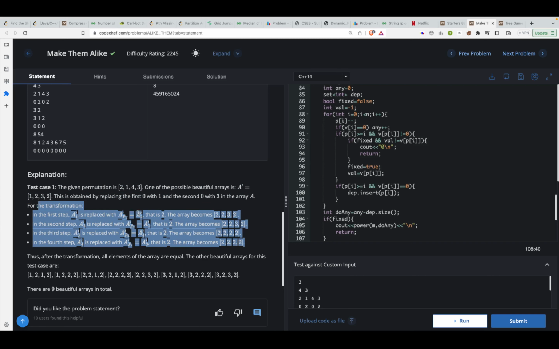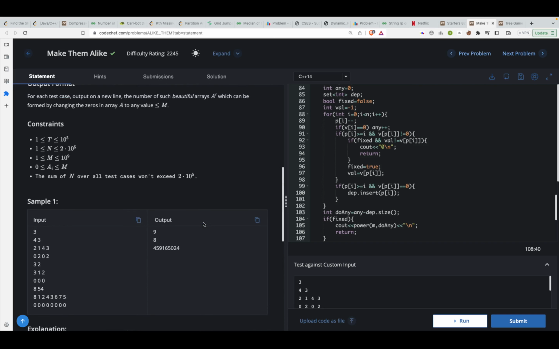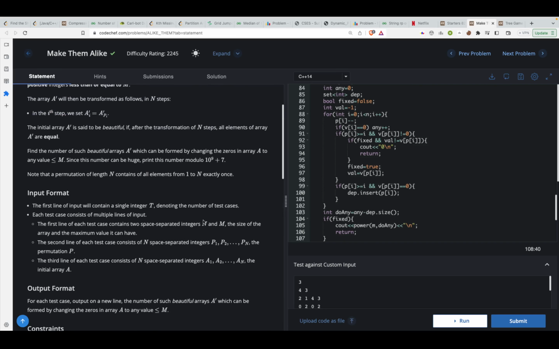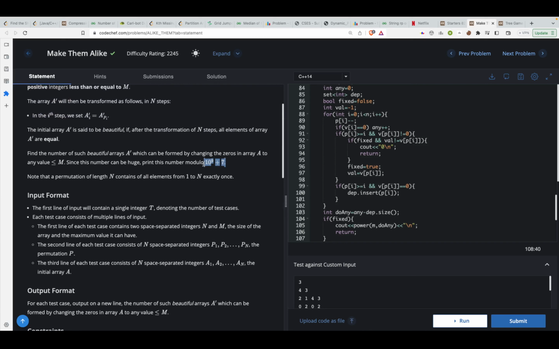Like this you can have a lot of arrays, and you have to count them. Now they have also mentioned that the answer can be large, so you have to take a modulo 10 to the power 9 plus 7. So obviously it should ring a bell that you cannot actually do a brute force approach over here.